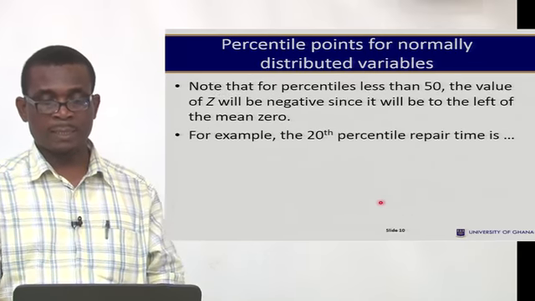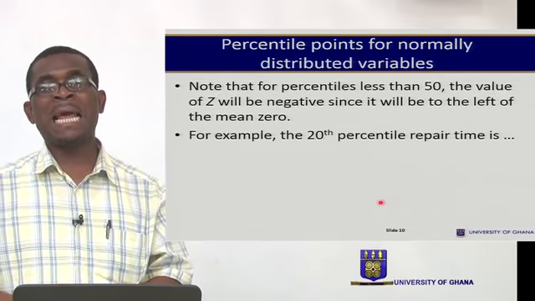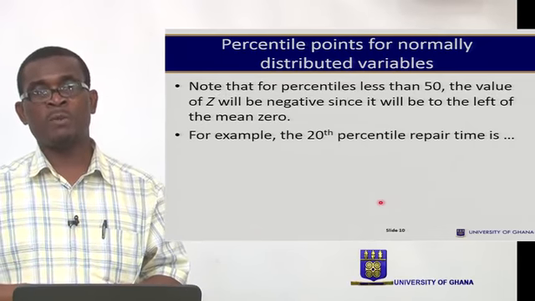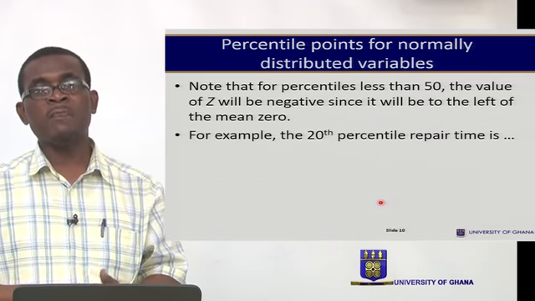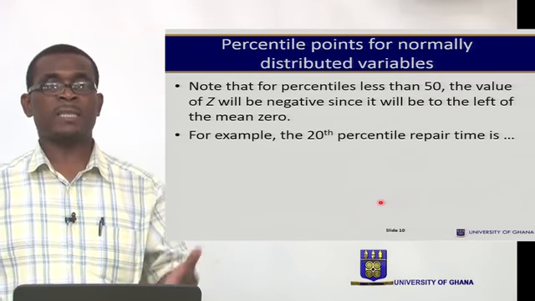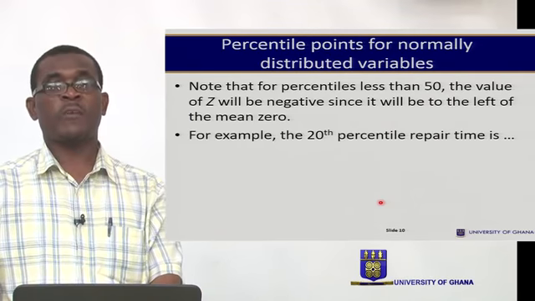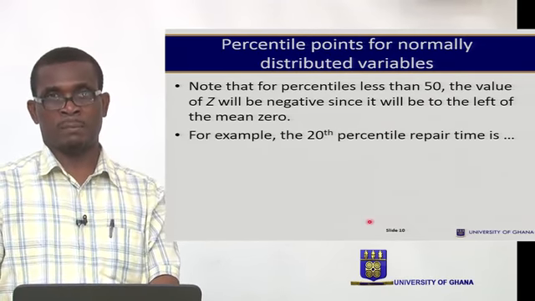Now remember that for percentiles that are less than 50, you can also determine the z value that corresponds to it. But the z value will be negative because you are in the negative half of the curve. Okay? So for example, if you want to find the 20th percentile, what will it be?